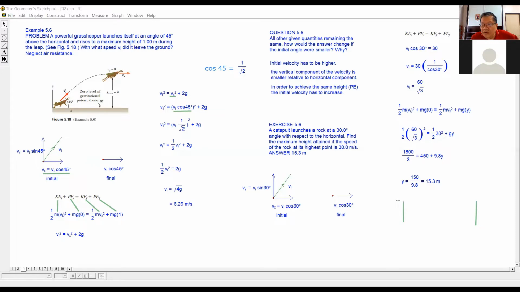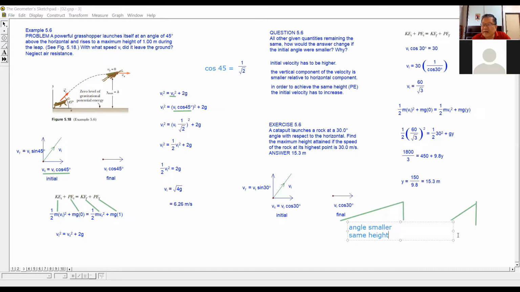Now, if you want to reach this height and the initial angle is smaller, it will be something like this. In the first case, if you want to reach the same height, it will be something like this. Here, angle smaller, same vertical height, same height.